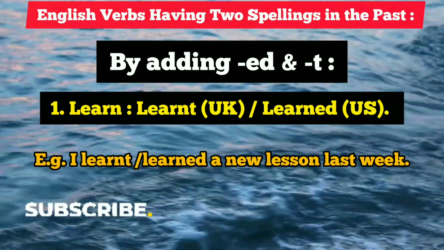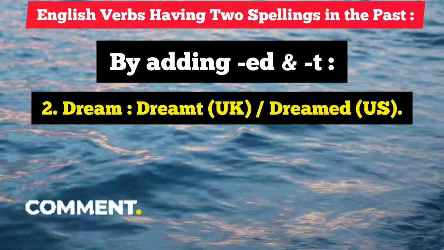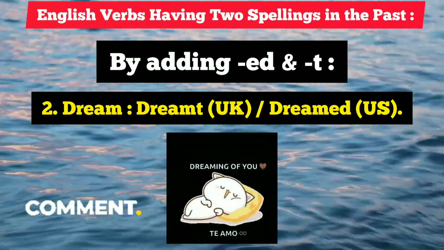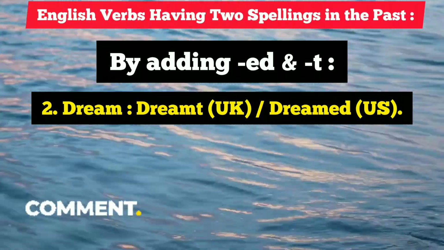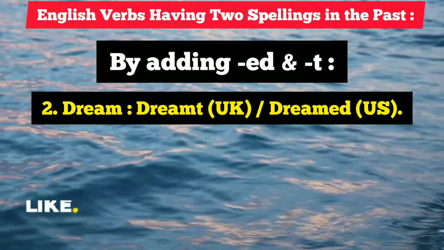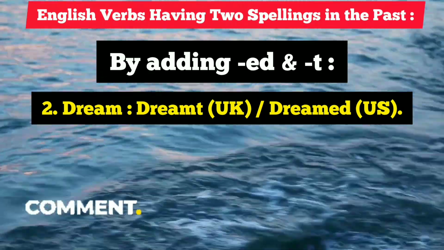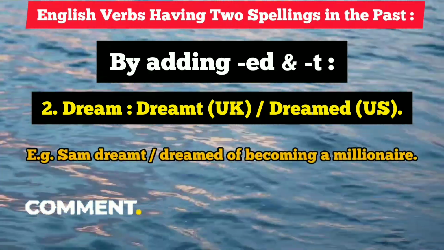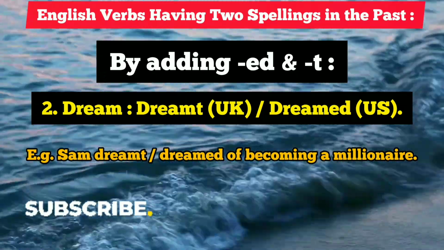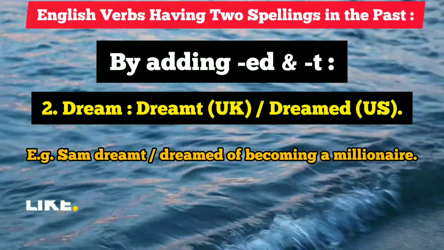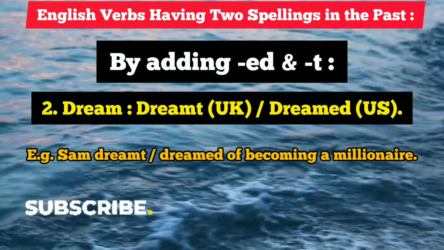Up next we will see the second verb, that is dream. Here also, in case of dream, we can change it by adding t, that is dreamt is the past and it is common in British English. And you can use dreamed also, that is common in American English. So let me show you the example. Sam dreamt of becoming a millionaire. So similarly, you can also say Sam dreamed of becoming a millionaire. So I'm quite sure it's clear. We can use dreamt and dreamed. Both are correct in past.